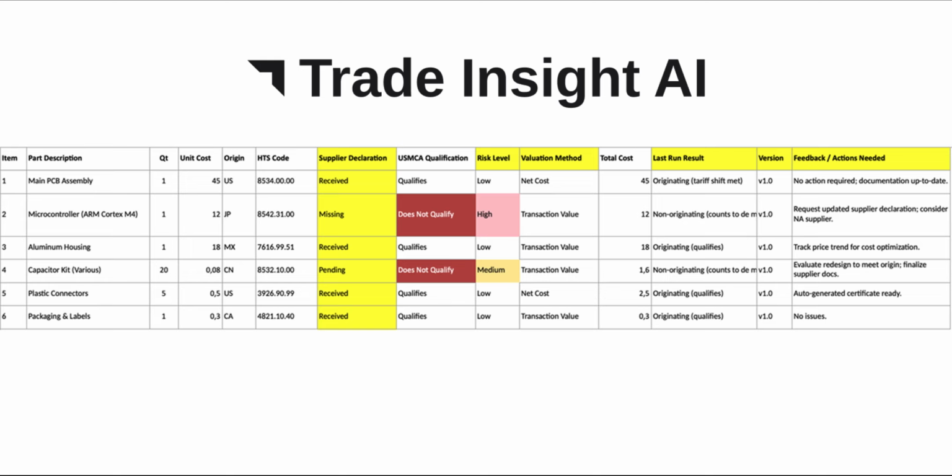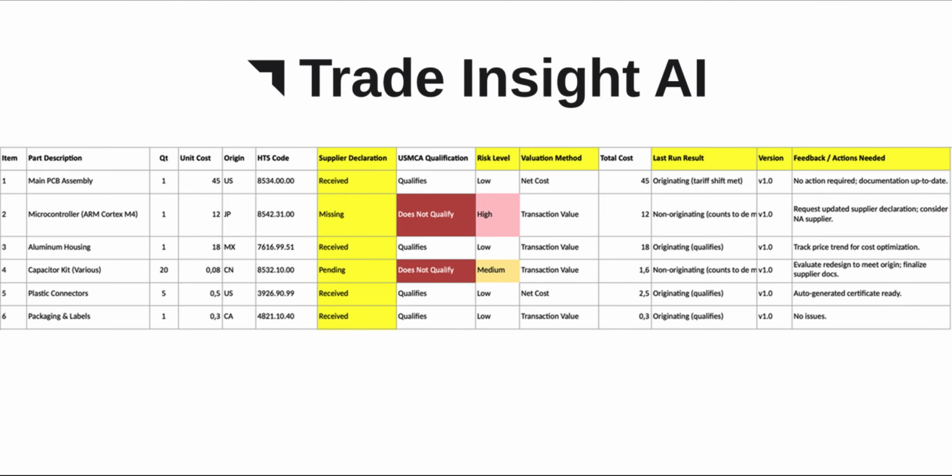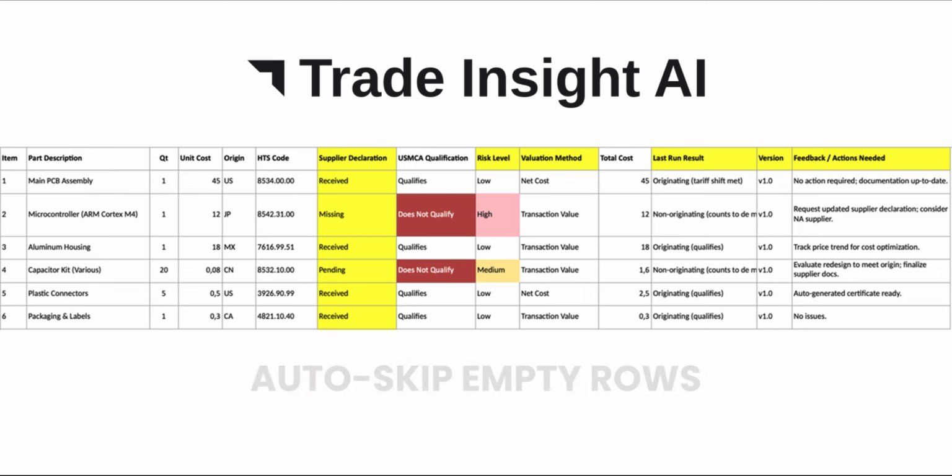To get started, prepare your spreadsheet. Accepted formats are Excel or CSV, up to 10 megabytes and 1,000 rows. The first row must be headers. Every header should be unique and non-blank, and your file must include at least one data row. Empty rows are fine. We'll skip them automatically.